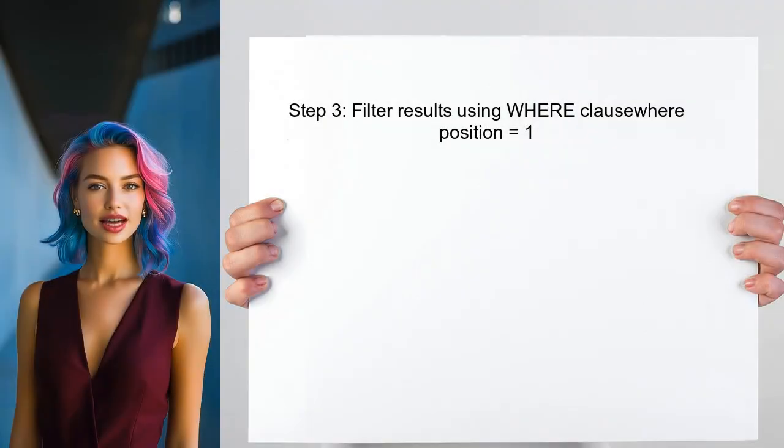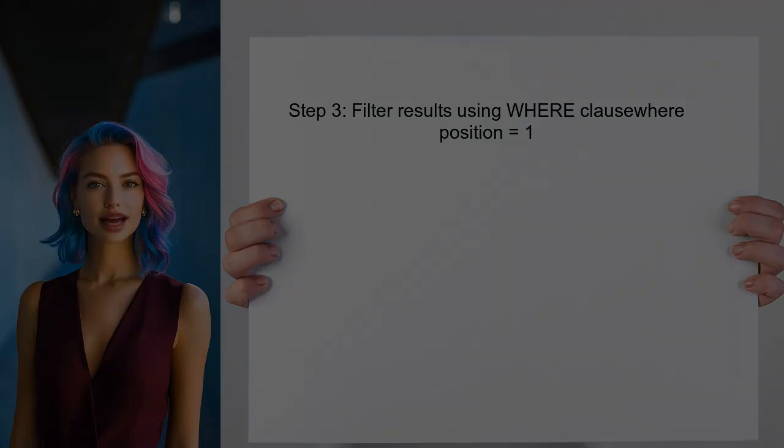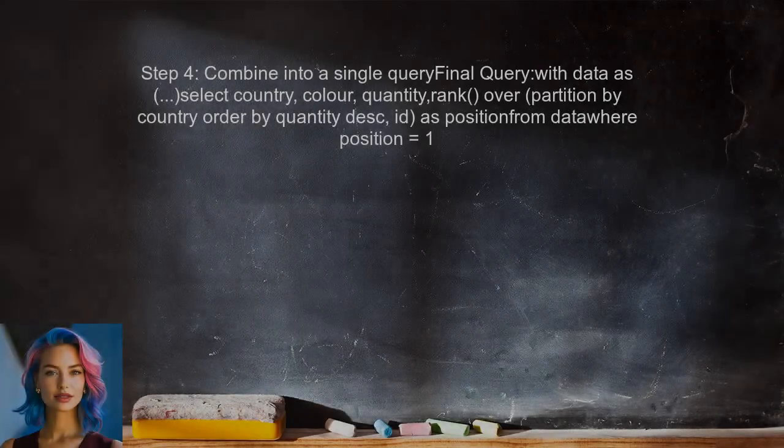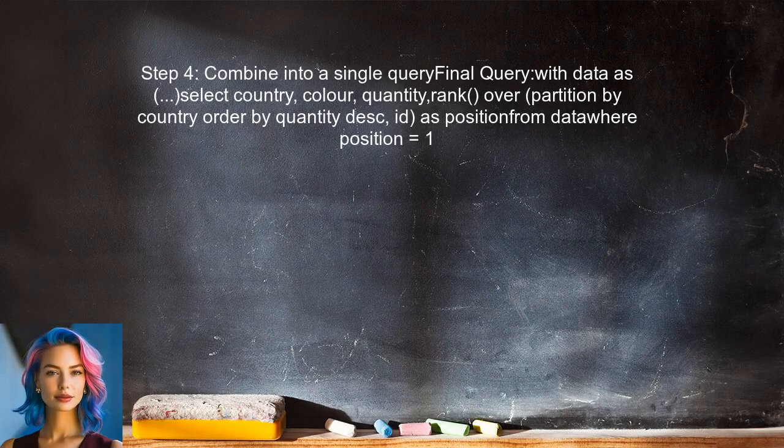Now, the user should filter the results using the having clause. However, since windowed functions cannot be used directly in having, we will use a workaround by filtering in the where clause instead. Finally, the user can combine these steps into a single query. This approach avoids the need for a subquery while still achieving the desired results.